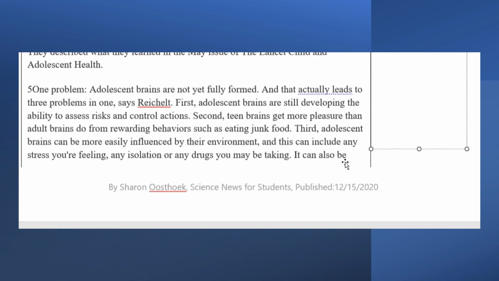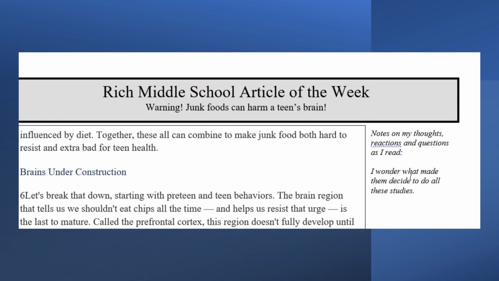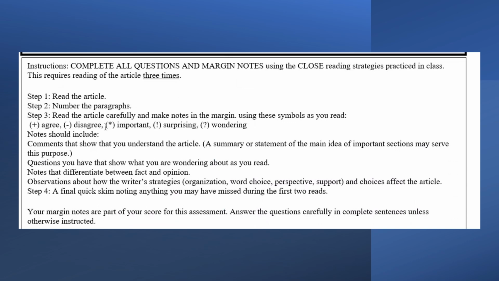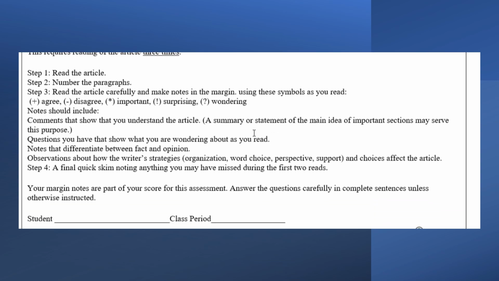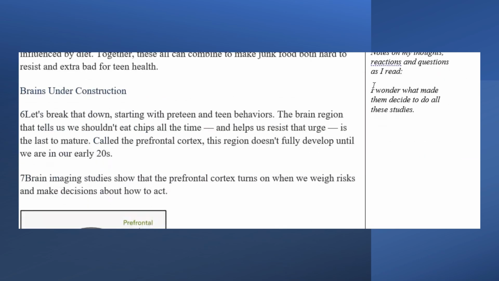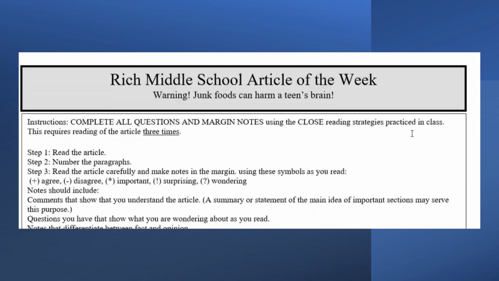Then, as I go down to the next comment that I made, okay, the next comment was about the next 3, and I put, I wonder what made them decide to do all those studies. So if I come back up here: agree, disagree, important, surprise, wondering. I put I wonder, so I know I'm asking a question. So I'm going to come down to the beginning of it and put a question mark. Then you can go through and do all the rest of your comments and add those in there, okay?